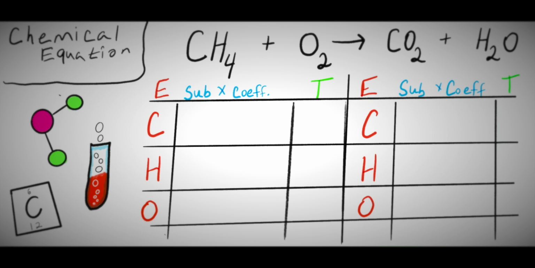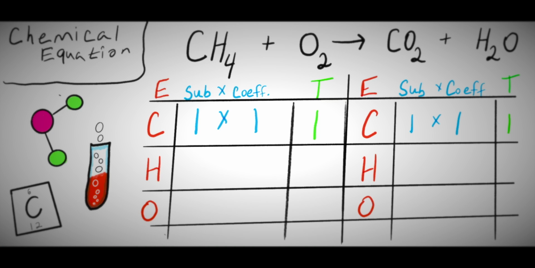I start with my carbon. Carbon on my reactant side has no subscript, so it is an understood 1. As of right now, it also has no coefficient, so there is also an understood 1 there. This gives me a grand total of 1 carbon on my reactant side. Now I'll move on to my carbon on the product side. Once again, there is no subscript or coefficient, so there is an understood 1 times 1 in my second column, and that will give me a total of 1. So far so good, my carbons are all equal to each other.